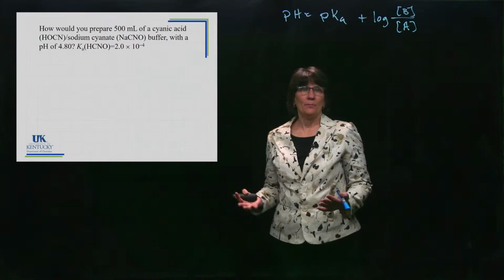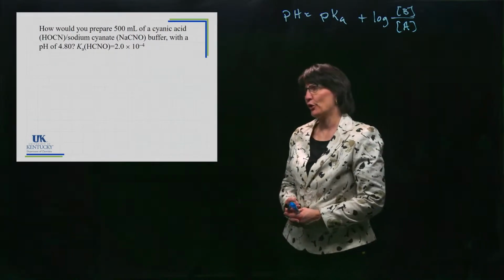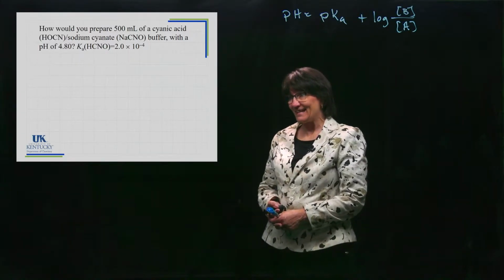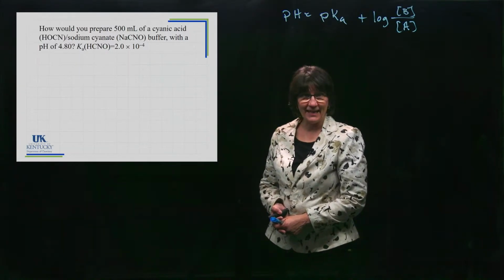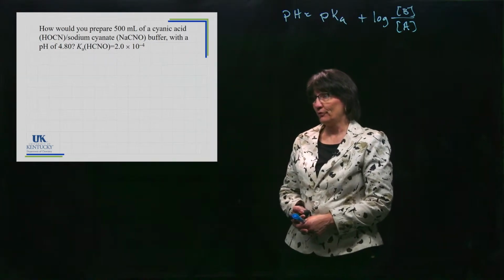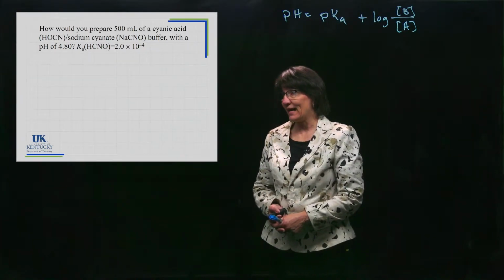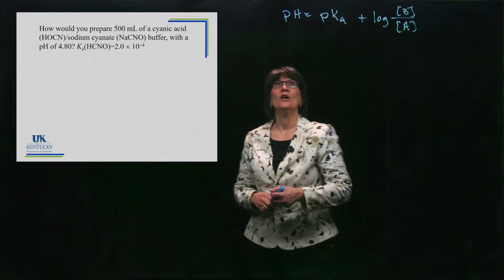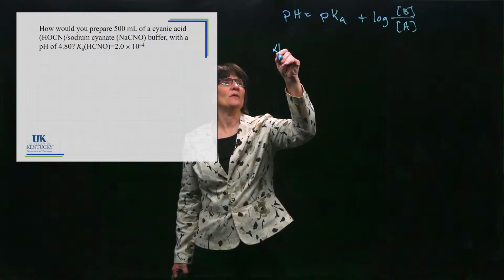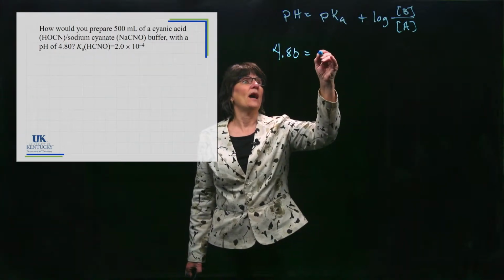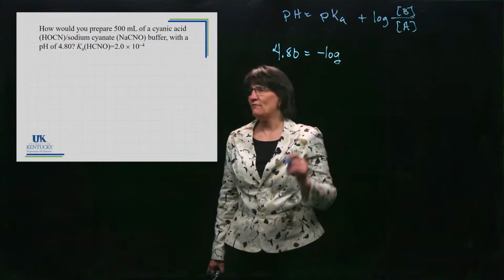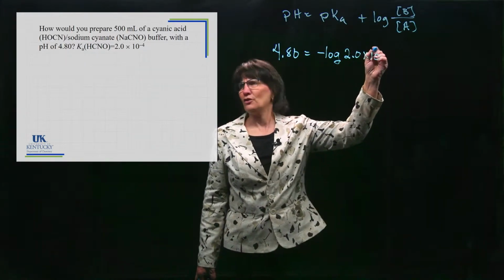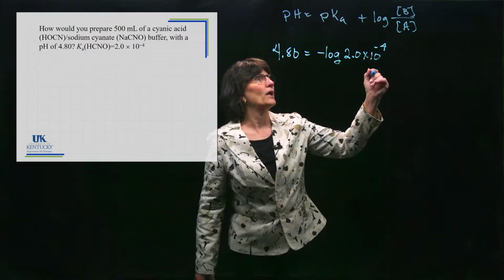So here is a problem. Now I've already told you the buffer we're going to use. We're going to prepare 500 milliliters of a cyanic acid, sodium cyanate buffer, okay, it gives you those ingredients, and tells me that I've got a Ka value for that, and that the pH needs to be 4.80. So I take my equation and I know I need this to be 4.80. And I put in the negative log of the Ka value that's given to me there of 2.0 times 10 to the minus 4. Okay?